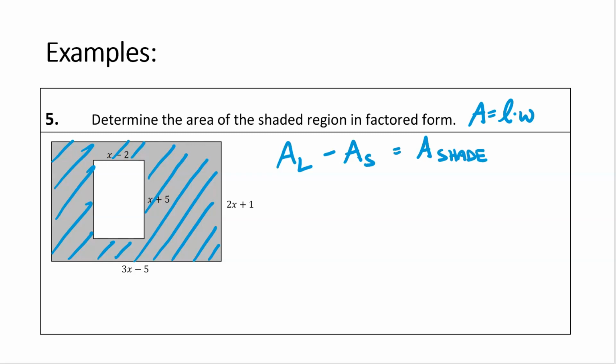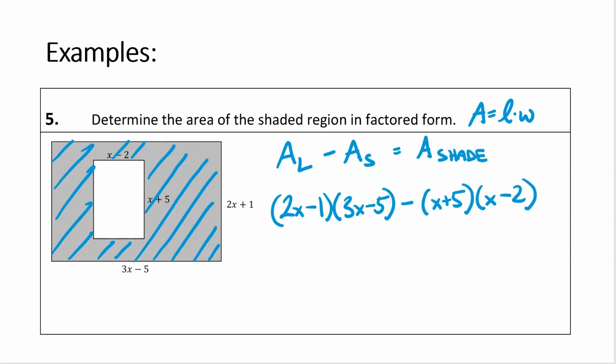So let's look at the area of the large rectangle, length times width. Length would be 2x minus 1 multiplied by the width of 3x minus 5. We're going to subtract from that the area of the small rectangle, length of x plus 5, and width of x minus 2. And since we're told we can leave it in factored form, let's just leave it in factored form. That'll be our answer.